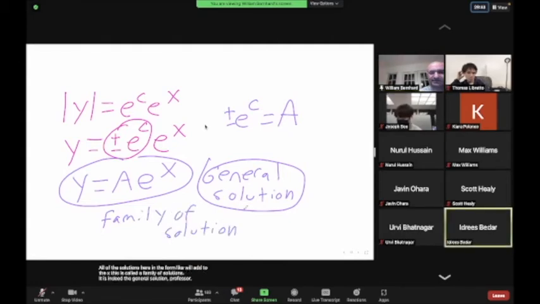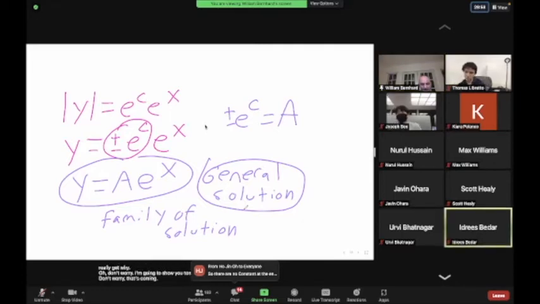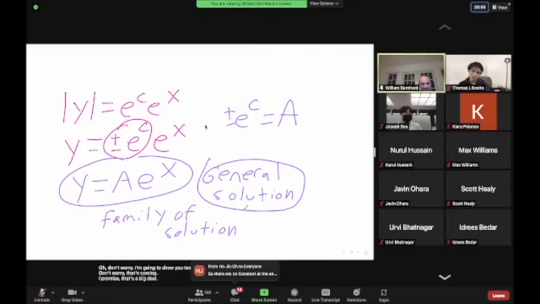Professor, I was looking this up, and it said online that it's a function that's a derivative of itself, like e to the x, and that it's useful for things like compound interest, but I don't really get why. Oh, don't worry. I'm going to show you tonight. That's coming, I promise. That's a big deal for tonight. So that is definitely coming your way. Perhaps the highlight of the lecture.